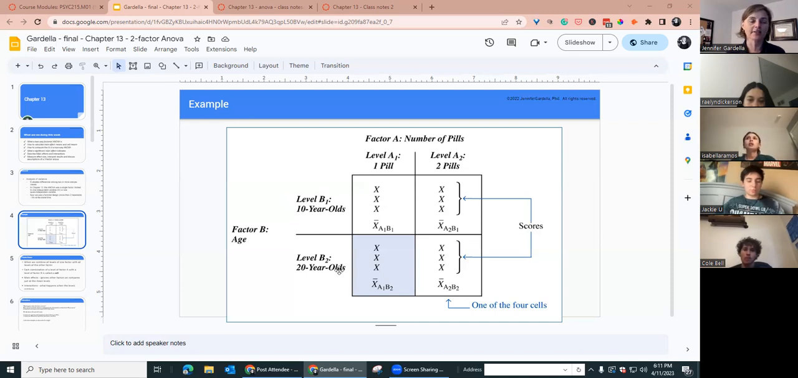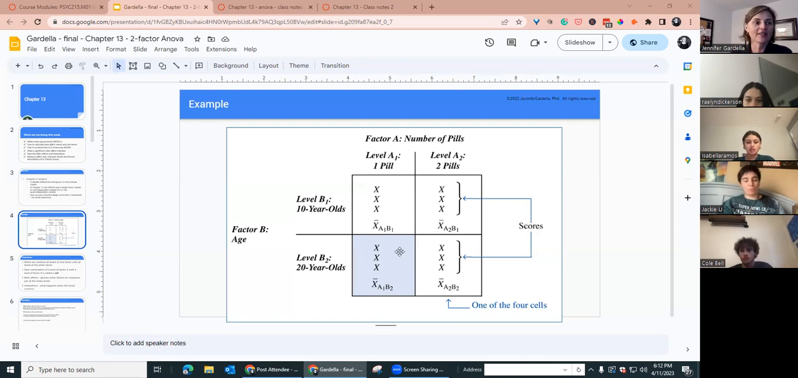These are now 20-year-olds. We want to know, how do 20-year-olds react with 1 pill versus 2 pills? We can, at this point, also look to see just how the 10-year-olds do. How do the 20-year-olds do? And we can look to see how 1 pill does versus 2 pills. So there's a lot of comparisons that can go on. When we use the ANOVA test, all of that error rate is kept down, which is awesome.